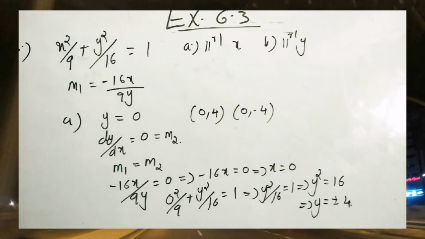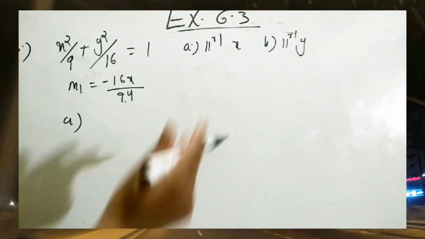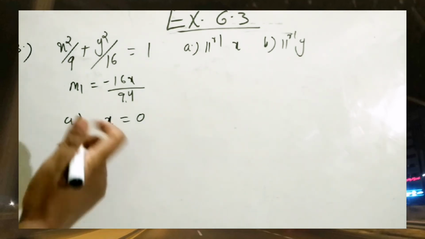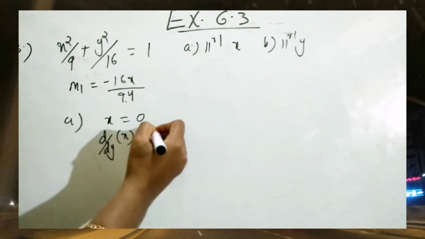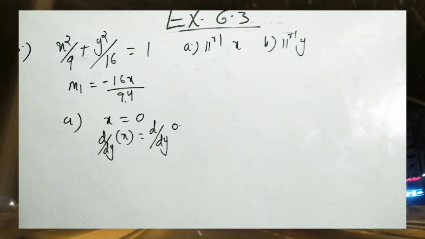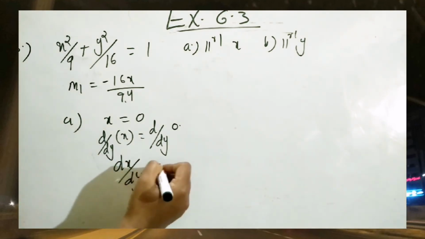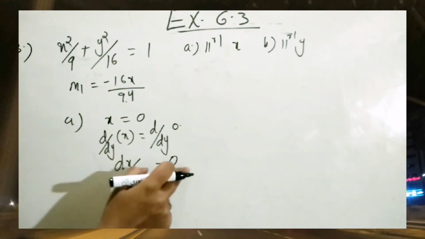Now we are going to the second one. In the second case, the tangent is parallel to y-axis and the equation of y-axis is x is equal to 0. Here I am going to differentiate this with respect to y. d by dy of x is equal to d by dy of 0. The derivative of x with respect to y is dx by dy itself, and here the constant becomes 0. Now dx by dy is equal to 0.